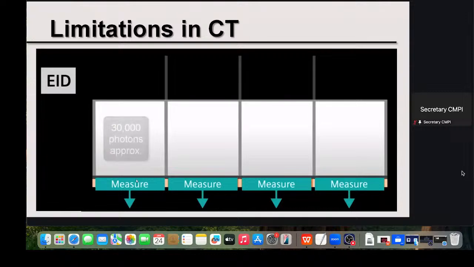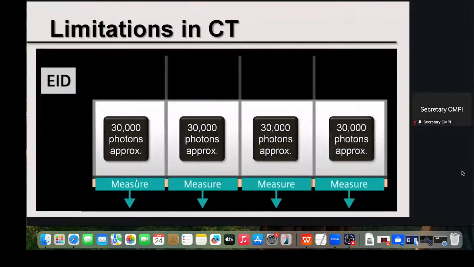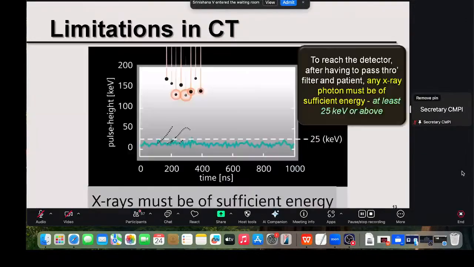So we put all the 30,000 photons in each detector element together, approximately, more or less. We just collect all the 30,000 photons together and measure, and that makes the signal.